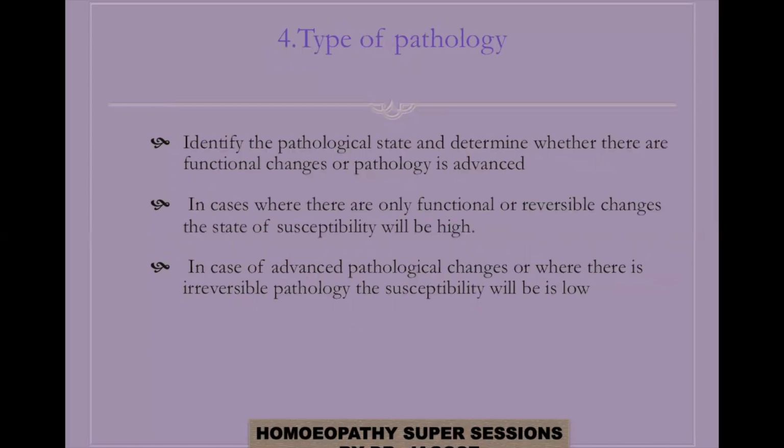Now, type of pathology. Identify the pathological state and determine whether there are functional changes or pathology is advanced. So you have to see the pathology through the investigations, whatever reports the patient brings to us. And naturally, through the investigations, the symptoms and the examination of the patient, we can come to know what type of pathology is there. So in cases where there are only functional or reversible changes, the state of susceptibility will be high. And in case of advanced pathological change or where there is irreversible pathology, the susceptibility will be low.